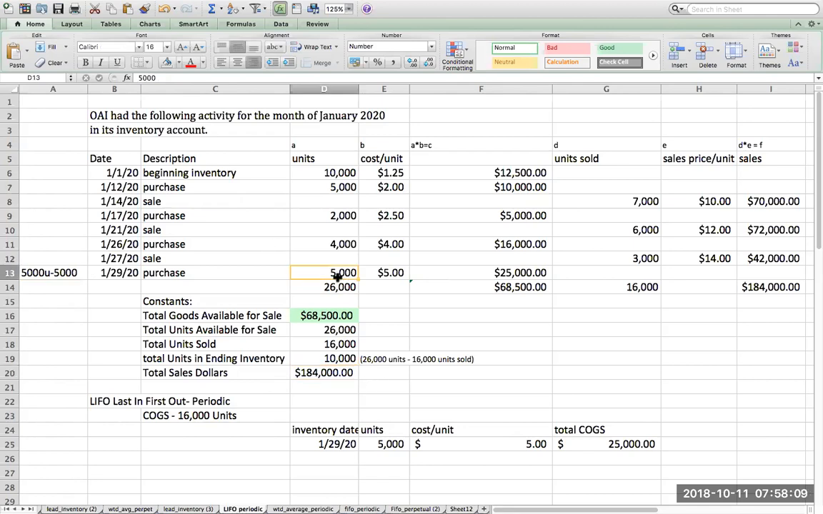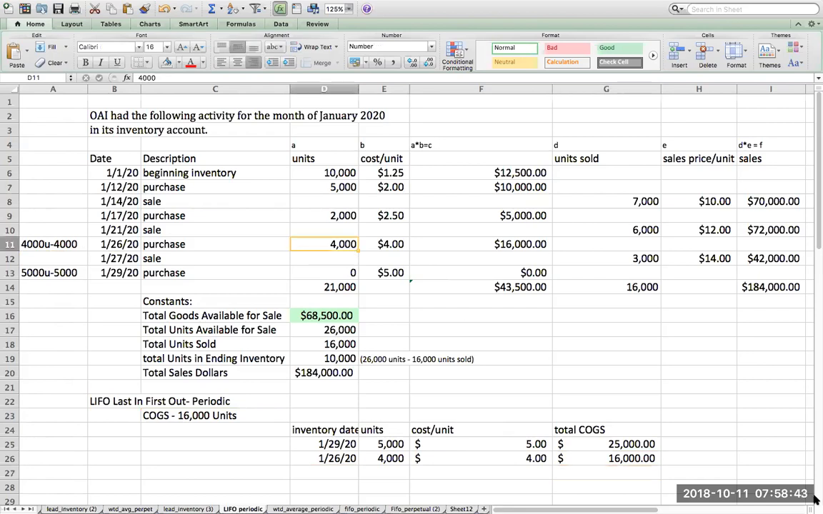So I'm going to remove this here, and then I ask myself, I need to take 16,000 units to cost of goods sold. Am I done yet? The answer is no. So I again go up here to this next purchase, on 1/26/20. I'm going to take all 4,000 units and take this down here to cost of goods sold.